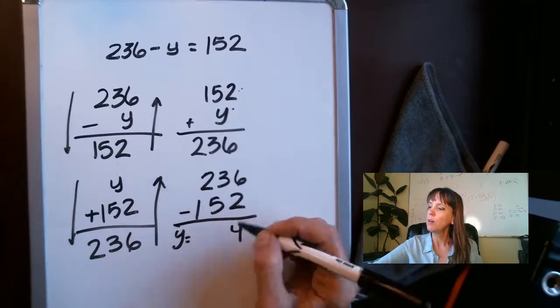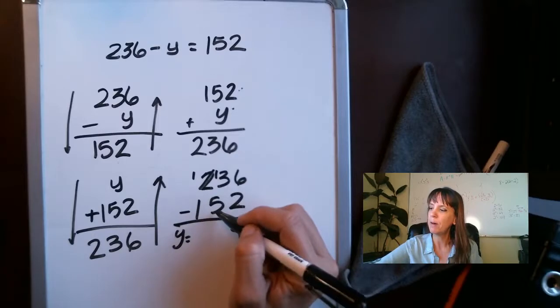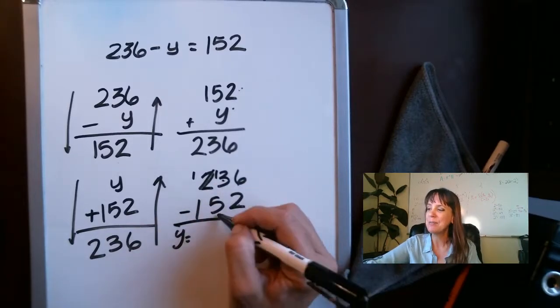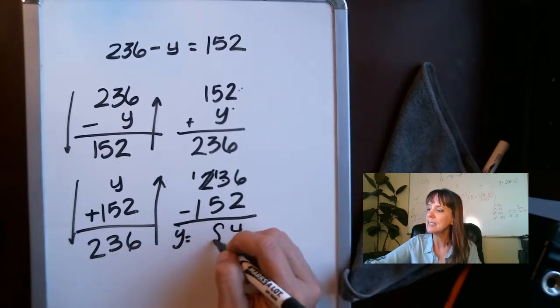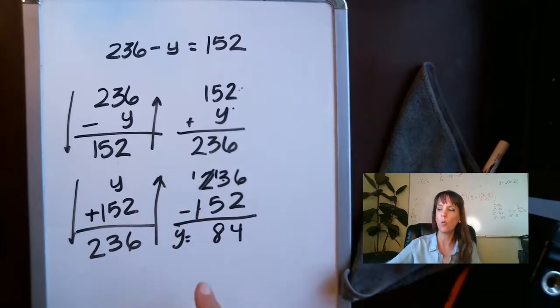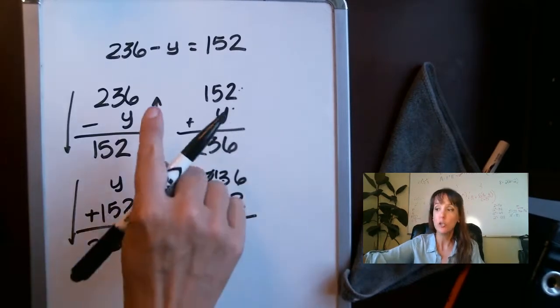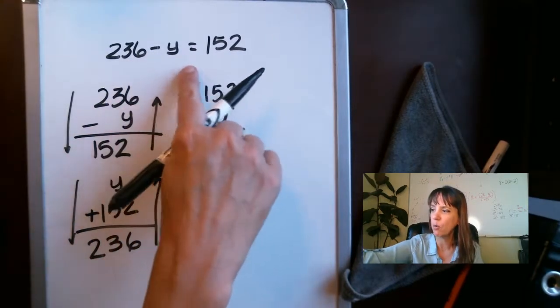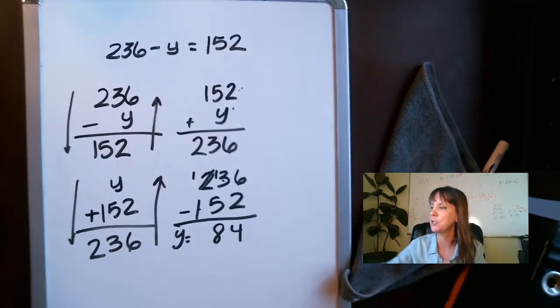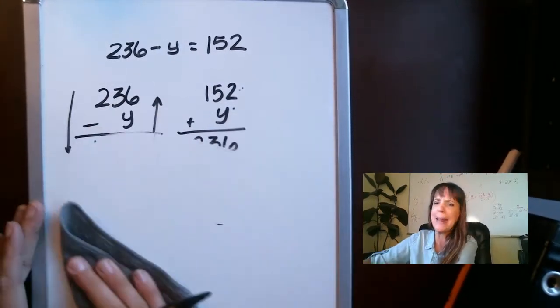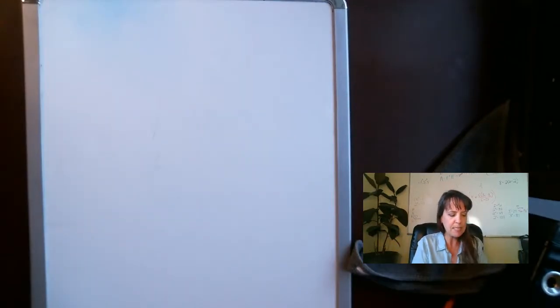6 minus 2 is 4. Let's do some borrowing over here. 13 minus 5 is going to be 8. And 1 minus 1 is 0, so y equals 84. Sure enough, 236 minus 84 will give us 152. 152, not 236. I keep saying that. Oh my goodness. All right, so that was example number 4.